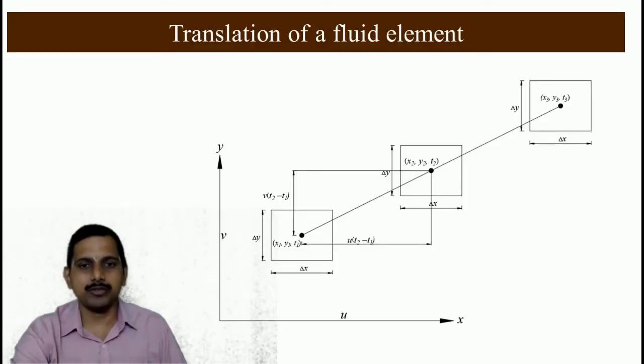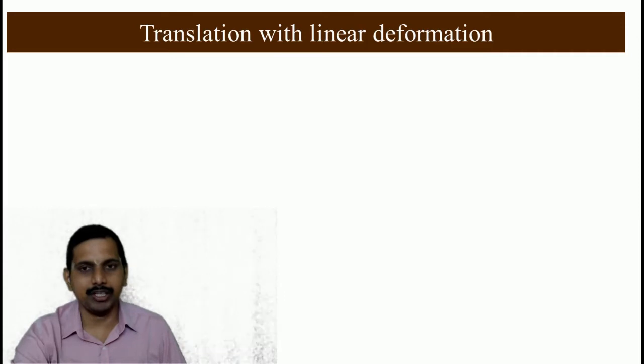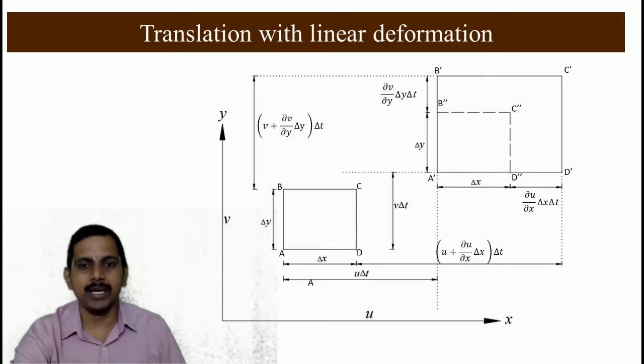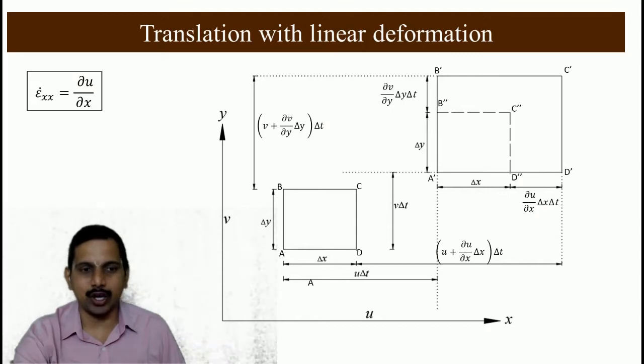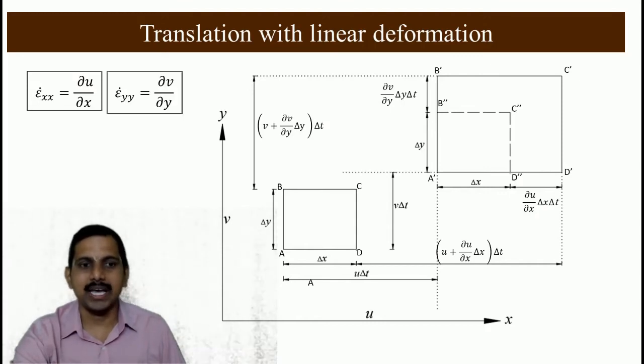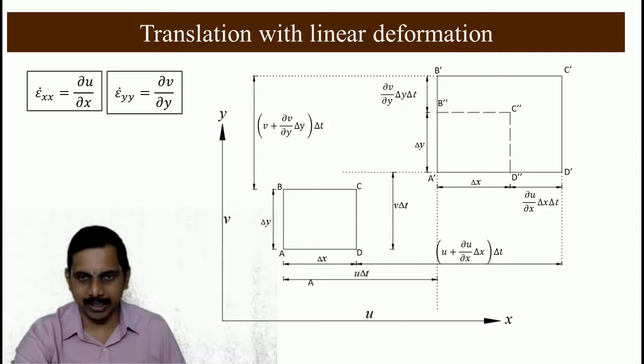First we had discussed what is translation of a fluid element, which is the fluid element moving from one place to the other without changing its dimensions. Next we had seen what happens with deformation. We had seen that the linear strain rate εxx dot was ∂u/∂x and εyy dot was ∂v/∂y. These are the strain rates in the x and y directions.